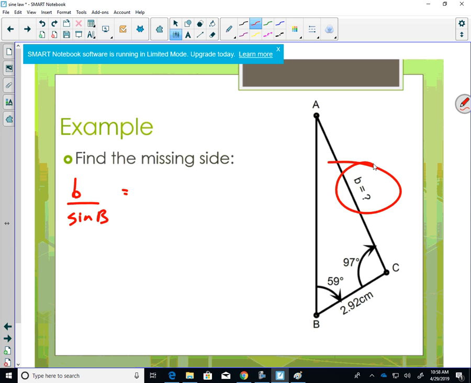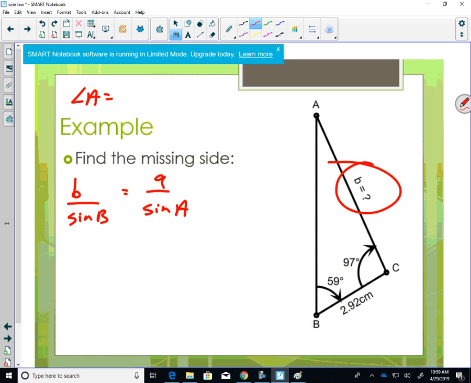Well, this side here is 2.92. But we don't have angle A, do we? We have angle C, but I don't have side C. So I've got to find angle A first, right? But let's write what we need to know here. So I need A over sine A. So I almost have to go backwards and figure out what angle A is. Now, how do we find angle A?